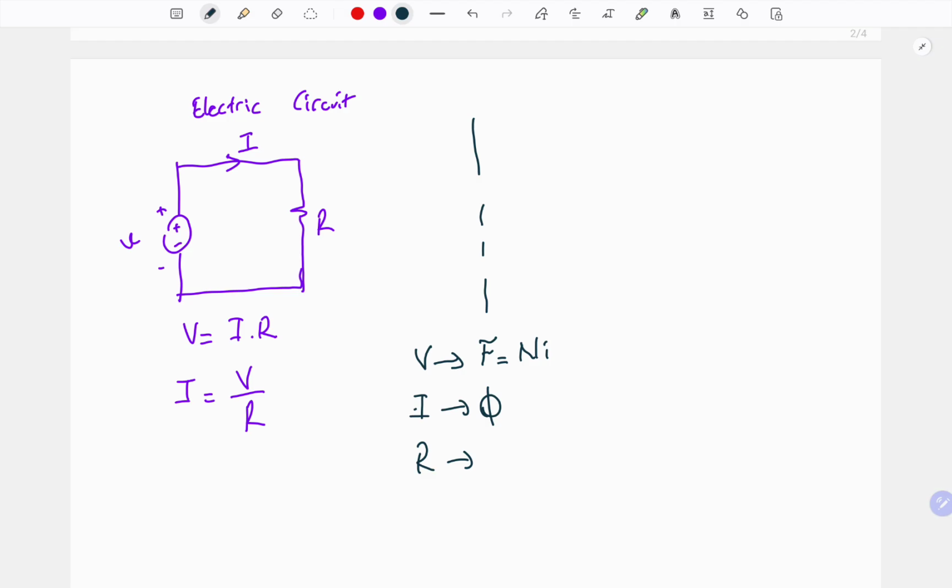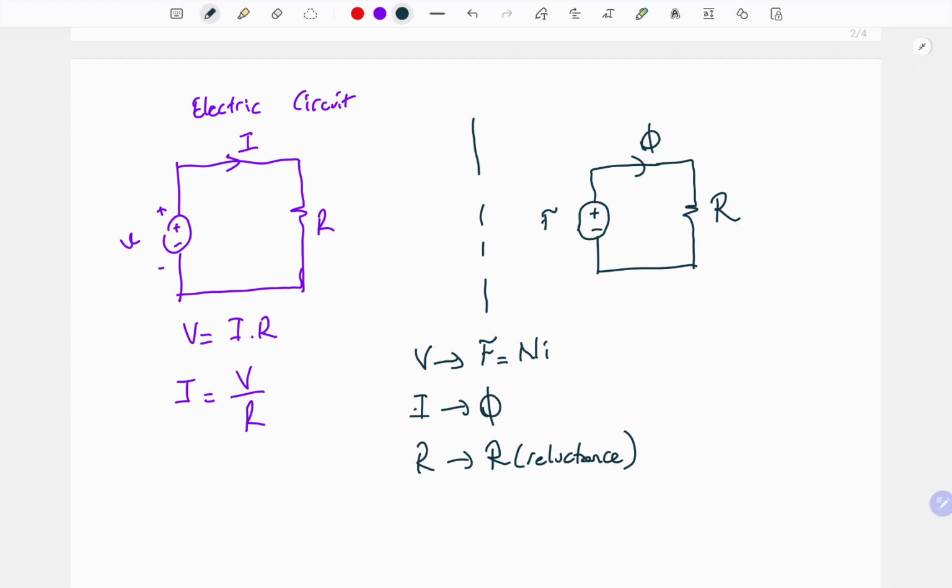A magnetic circuit also has a magnetic resistance effect, which we define as reluctance. So, according to that, we have a source, we have flux flowing through the circuit, and we have a reluctance to represent the resistivity of the core. And this is the magnetomotive force, which is Ni. We can use this analogy for the equations also.